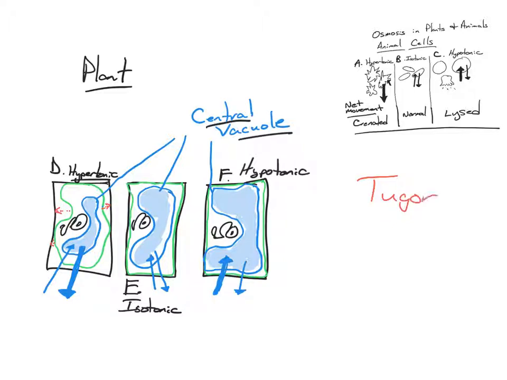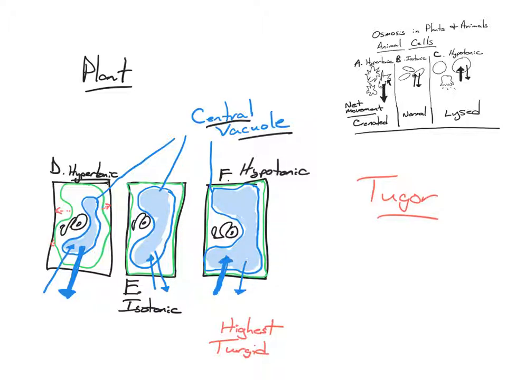Turgor pressure is the pressure pushing up against the cell wall. Which do you think is higher? Where is the turgor pressure the highest? In model F, so this is the highest turgor pressure. In fact, we call it turgid. Stiff. It's stiff. Why? Because there's pressure pushing up against the cell wall.